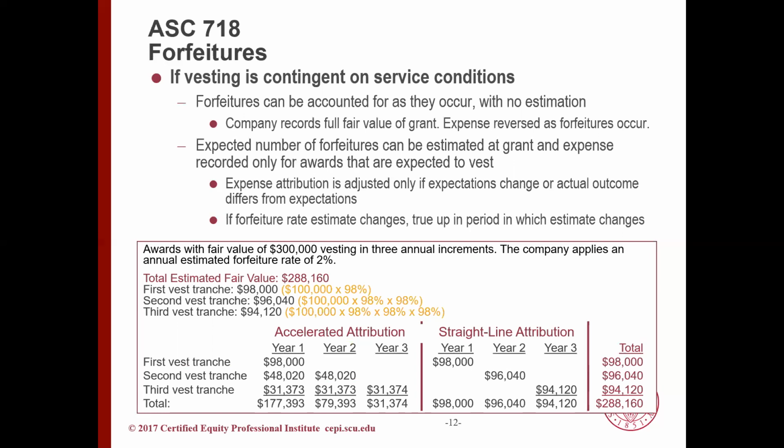Alternatively, we have an example on this slide that shows a grant in which the company applies an estimated forfeiture rate. I won't go over this in detail, but exam candidates should take some time to review and understand the math in this example, including the differences in expense recognition under the accelerated versus the straight line method. So then what happens if a company needs to adjust the original forfeiture estimate to a new forfeiture estimate? Let's move on to the next slide for a good example.